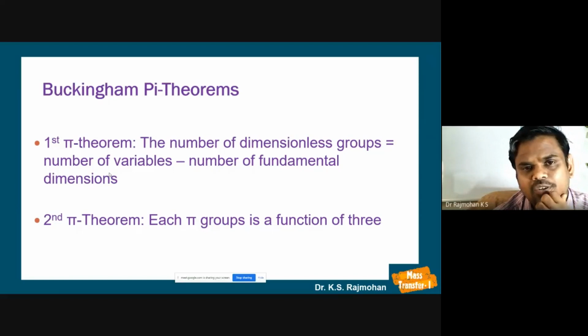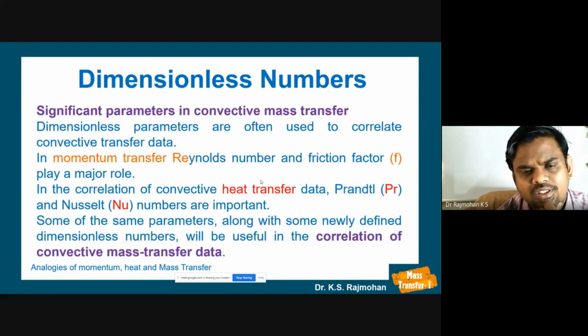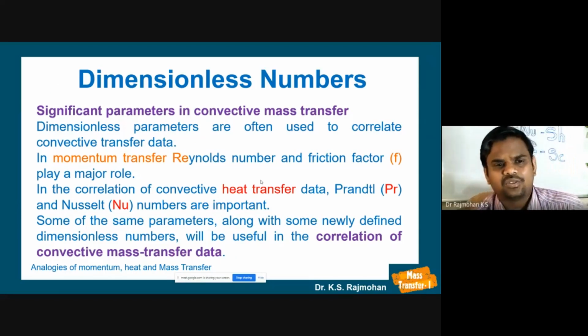I just explained this in the beginning also. So if there are 6 parameters and 3 fundamental dimensions, then we can have 3 pi groups, right? And the second Buckingham pi theorem states that each pi group is a function of 3 repeating variables and 1 non-repeating variable. Okay, so we choose 3 repeating variables, no? So with that we can go towards attaining the dimensionless numbers. Okay, so we can perform the dimensional analysis for mass transfer coefficient.